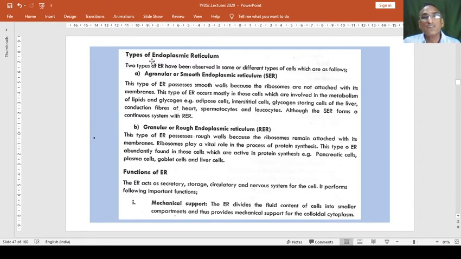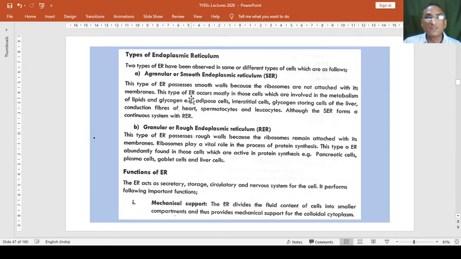Now, the types of endoplasmic reticulum. As I told you previously, if they are attached with granules, it is called granular, and if they have no granules, it is smooth or agranular. So granular or rough endoplasmic reticulum and agranular or smooth endoplasmic reticulum, RER and SER. We have discussed it previously, but now we will see the structure in detail. This type of endoplasmic reticulum, that is agranular or smooth, possesses smooth walls because the ribosomes are not attached to its membrane.